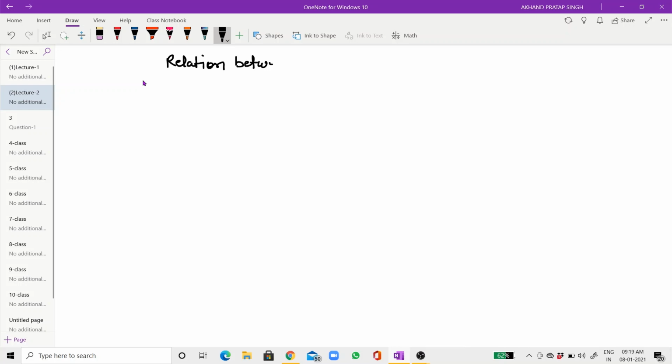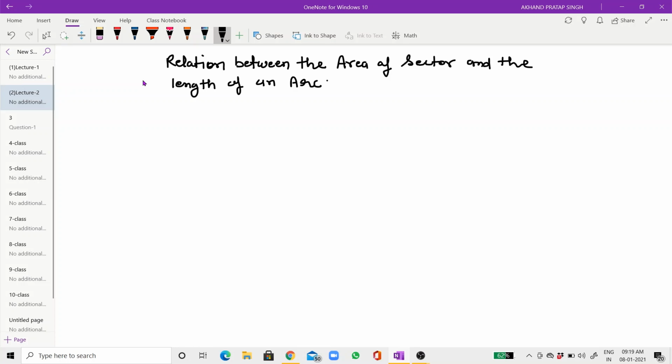Relation between the area of sector and the length of an arc. Here are two things: the area of sector and length of an arc. So let's draw the diagram.